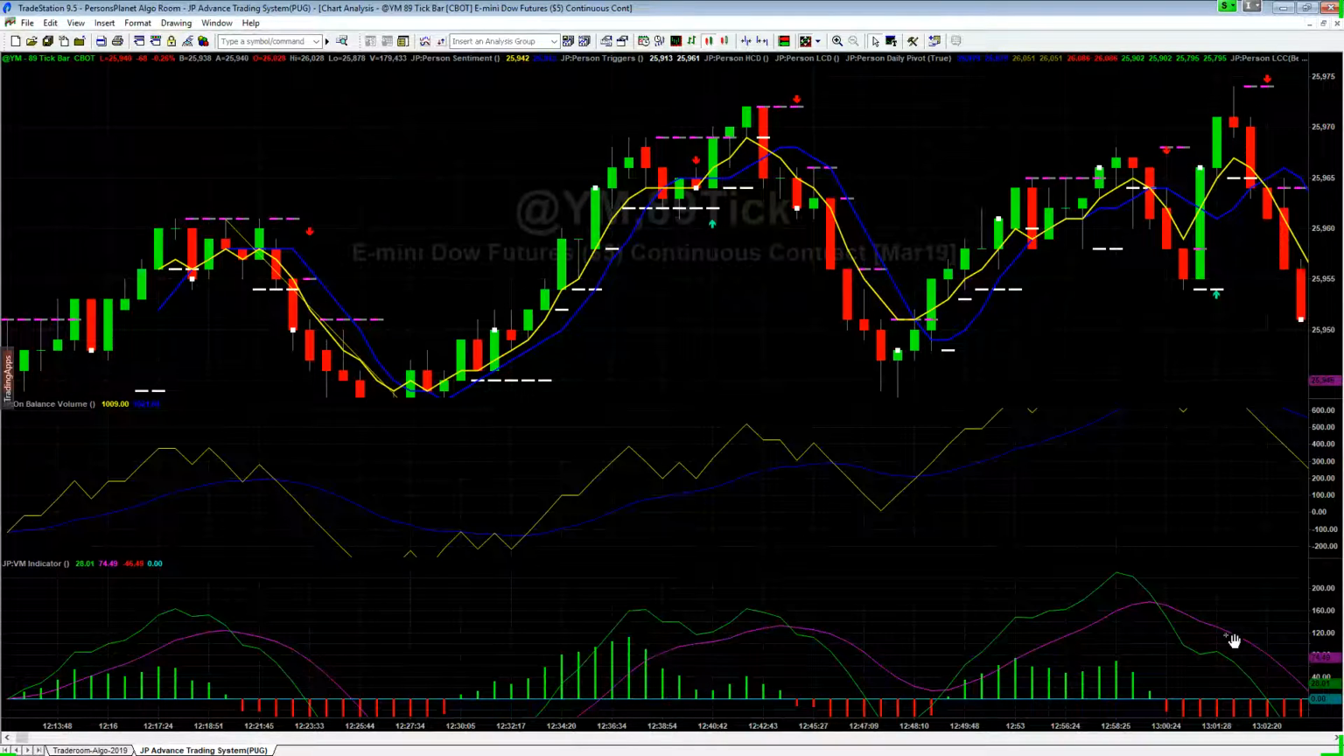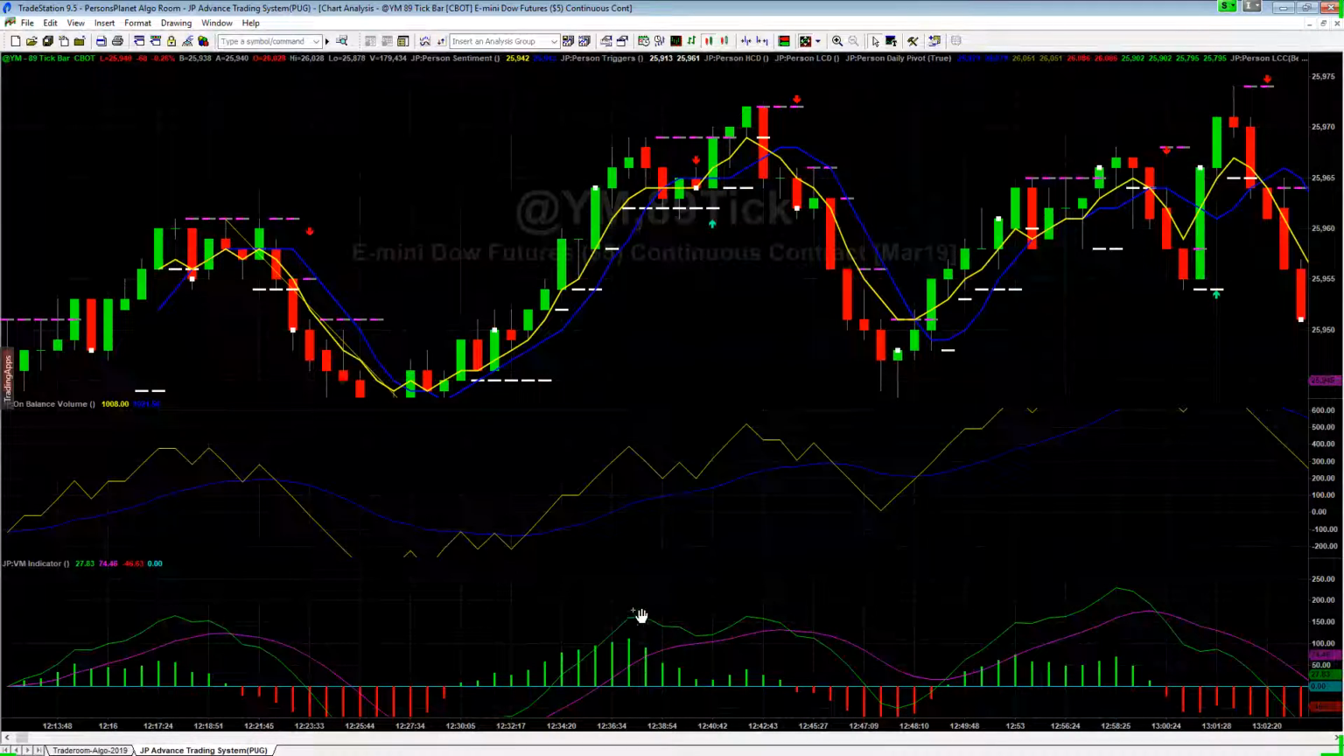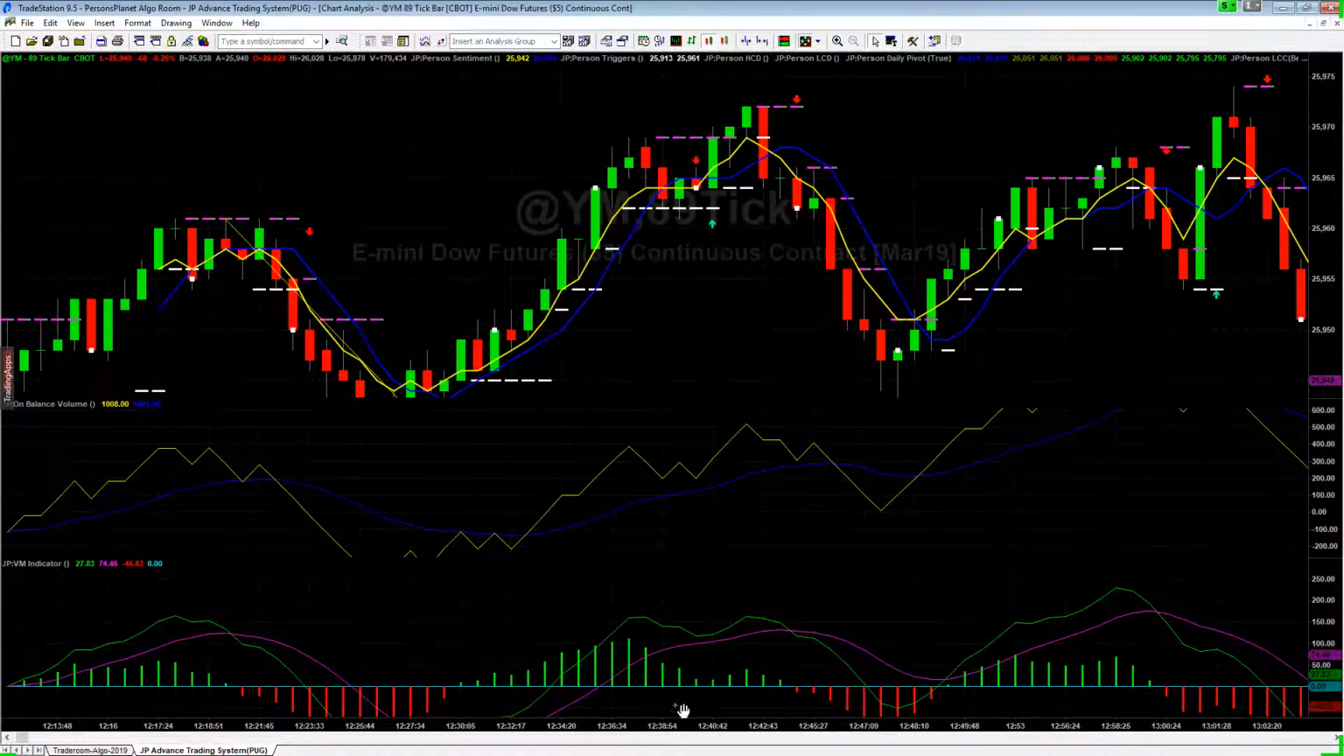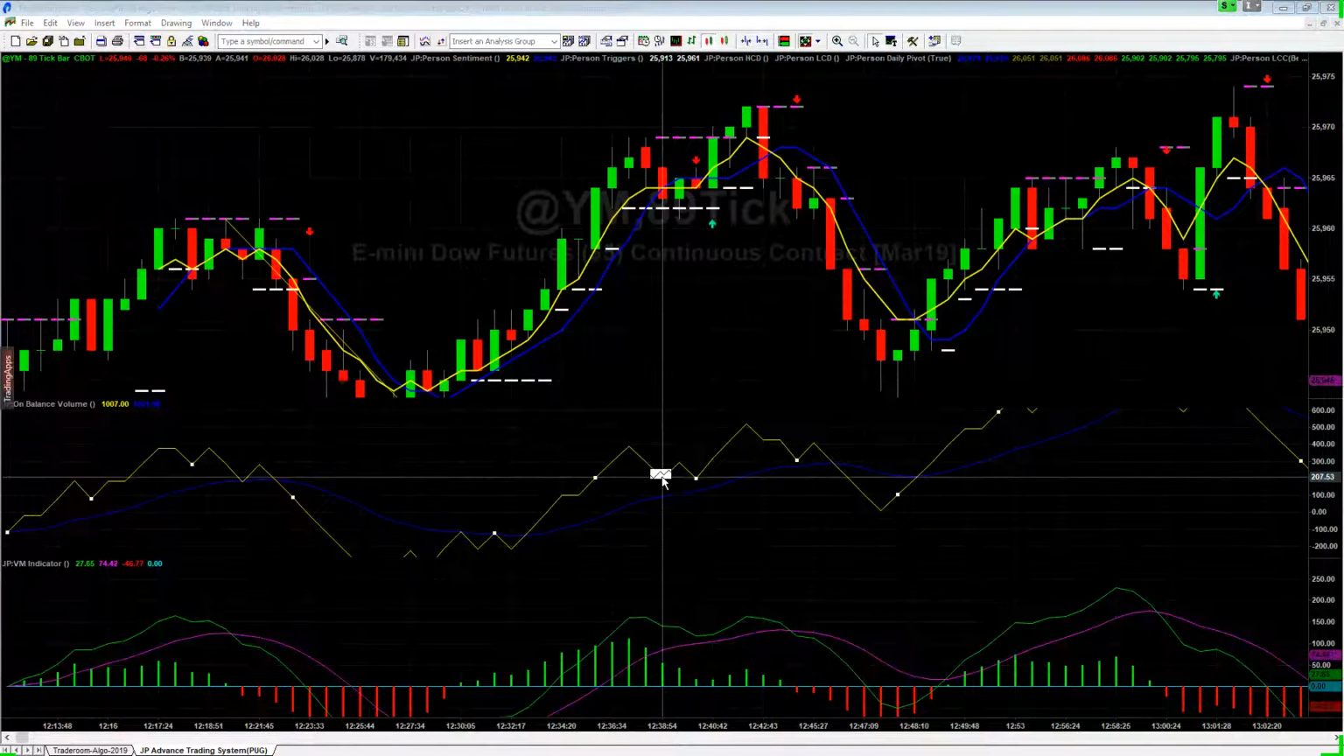We make lower highs. So that's why I'm really expanding upon this area here. The time frame would be 12:38 and 54 seconds. Now, on balance volume had a little downdraft.